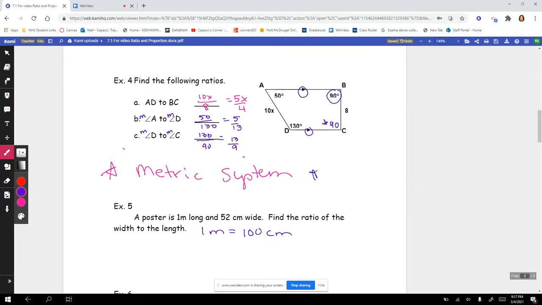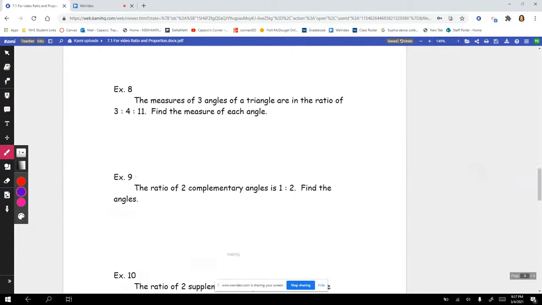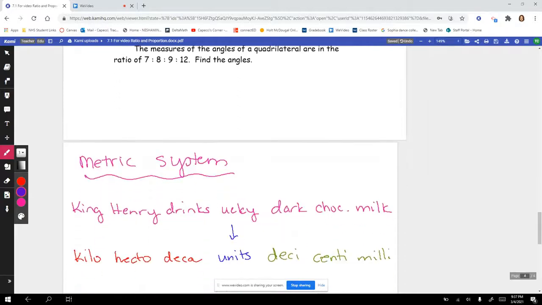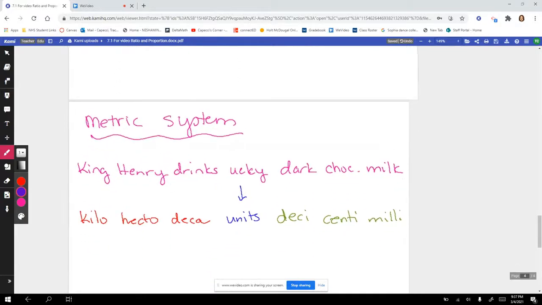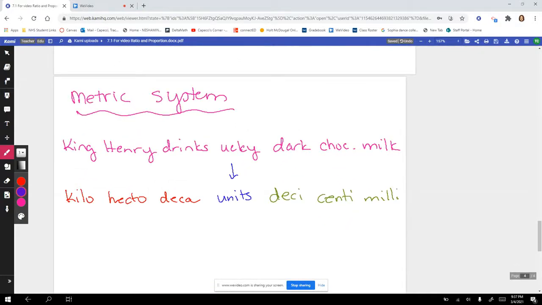Okay, we're going to need to have a quick reminder about the metric system. So I'm going to scroll down here. You can just find a spot somewhere in your notes to write this. I think some of you learned it this way in middle school. I think it's a great one. It's a phrase, King Henry drinks Ucky dark chocolate milk. So each of the letters stands for something. Okay, so our Ucky stands for the units, whether it's meters or liters or grams, anything like that.